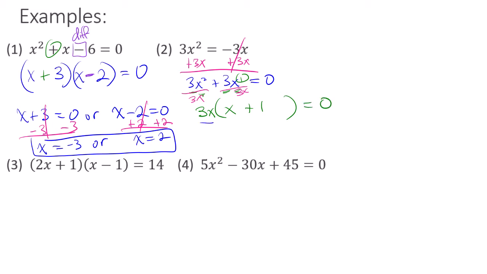So now I have two things that I'm multiplying together that could equal 0. This time it's not a binomial, but it still could equal 0, right? 3x could equal 0, or x plus 1 could equal 0. And so what we'll do is divide both sides by 3 here, and we'll get x equals 0. 0 divided by 3 is 0. Or here we're going to subtract 1 from both sides, and we get x equals negative 1.